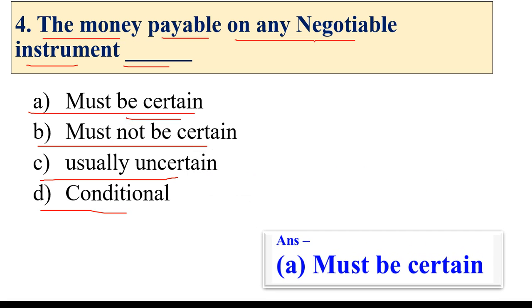So money payable on a negotiable instrument must be certain, meaning it should have a certain amount. It should not be uncertain, like 5,000 rupees, pay half and the remaining 5,000 pay after 2 years. No, it should not be like that. The money payable on any negotiable instrument must be certain. It should have some value. So option A is the correct answer.